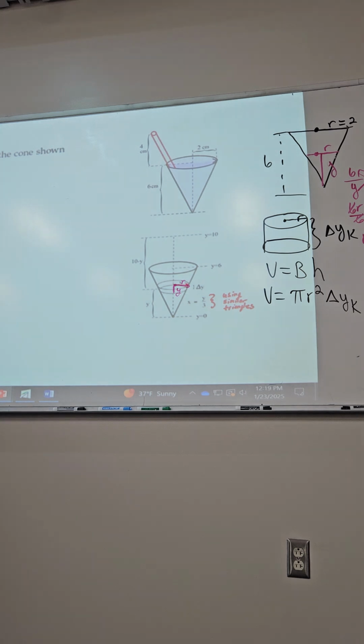So now I can plug that into R. Why do I have to do that? Because it's in terms of y. So you've got to put R in terms of y. That's why we did all this. Our R is in terms of y, like I taught you a long time ago. So the volume is pi times 1/3 y squared, delta y sub k, and then we square all that out. So it's going to be pi over 9 y squared delta y sub k.